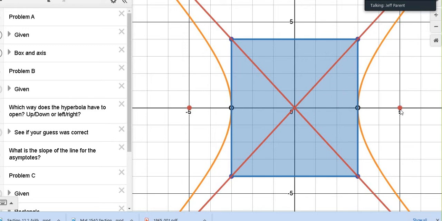We've got the foci here. We've got the vertices. It opens left and right. Looking pretty good there. So, how's that first one going? Doing okay? Let's keep rolling and try the second one. So, problem B.